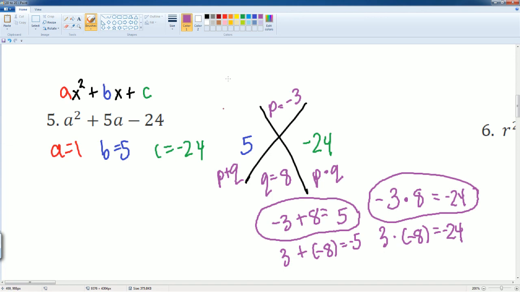I write this out so I can visually see it. Negative 3 and 8 are your factors. Just put it in factored form now. It's x minus 3, and you have x plus 8. There you go.